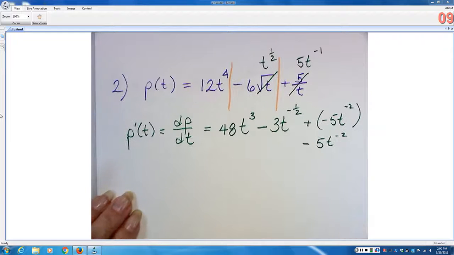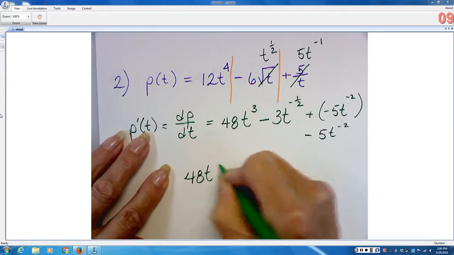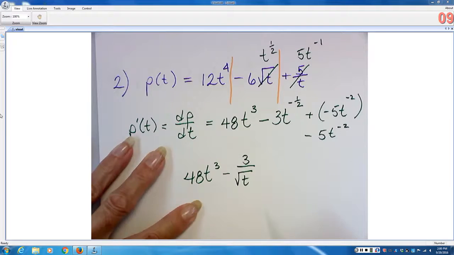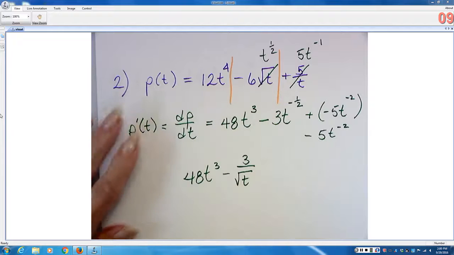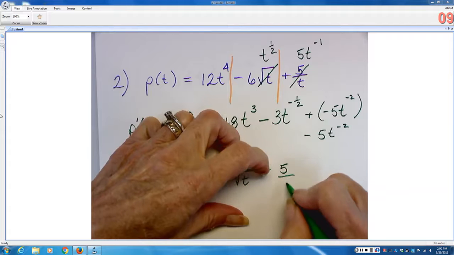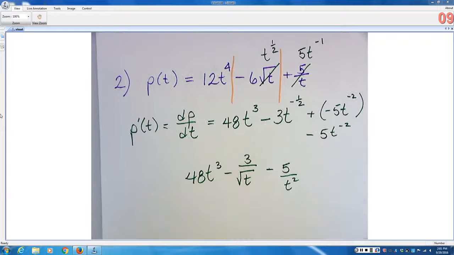Now, it is not wrong, but it is also not necessary to go this step. 48t to the 3rd minus 3 over the square root of t, because that's what t to the negative 1/2 is, minus 5 over t squared. That's an equivalent form. It looks nicer, it looks cleaner than the other one does, but it isn't any more or any less correct. It's the same thing. So if you can't go to this form, that's fine. You need to be able to at least get this part. Are we okay so far? Okay.